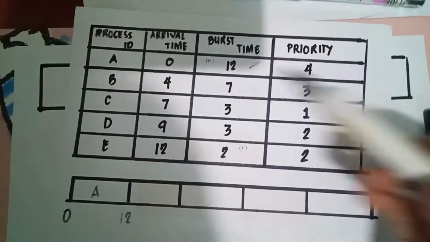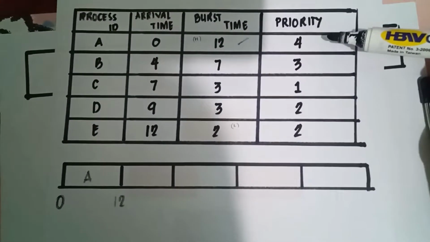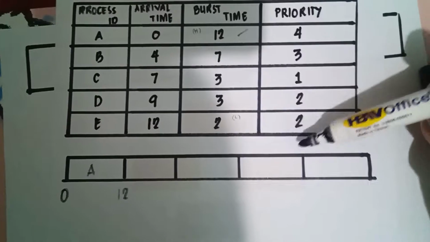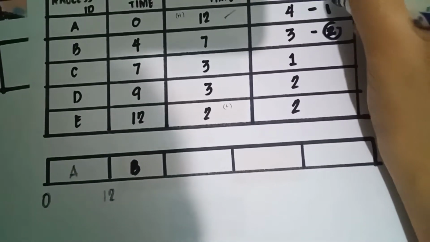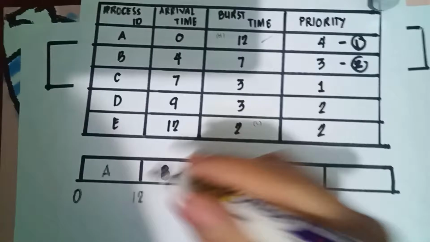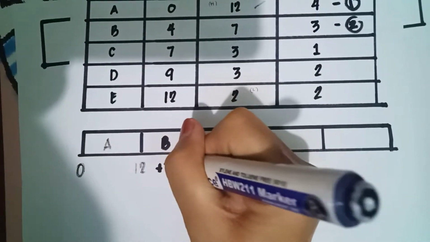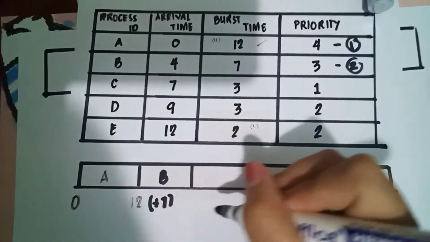Second, since letter B has the second highest burst time and also the second highest priority, we will go next to letter B. This is 1, 2, and to add in the Gantt chart, you will add the burst time value, which is 7, plus 7, with a total of 19.